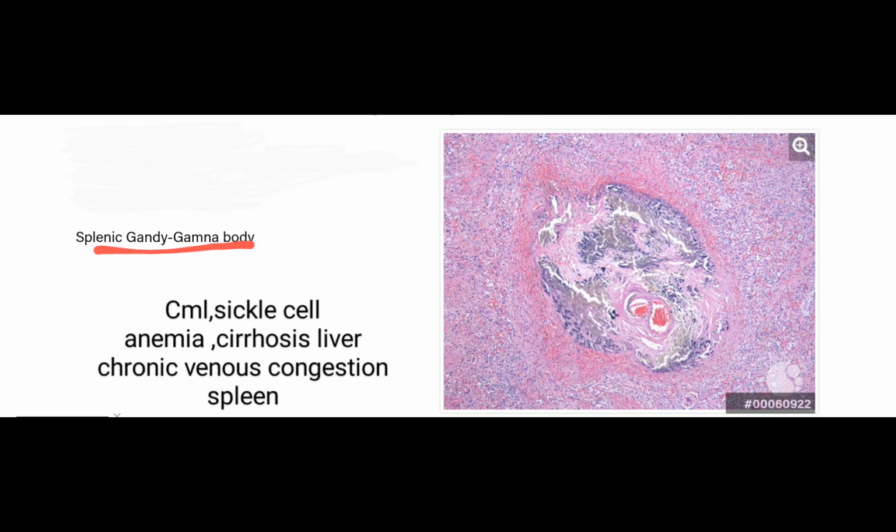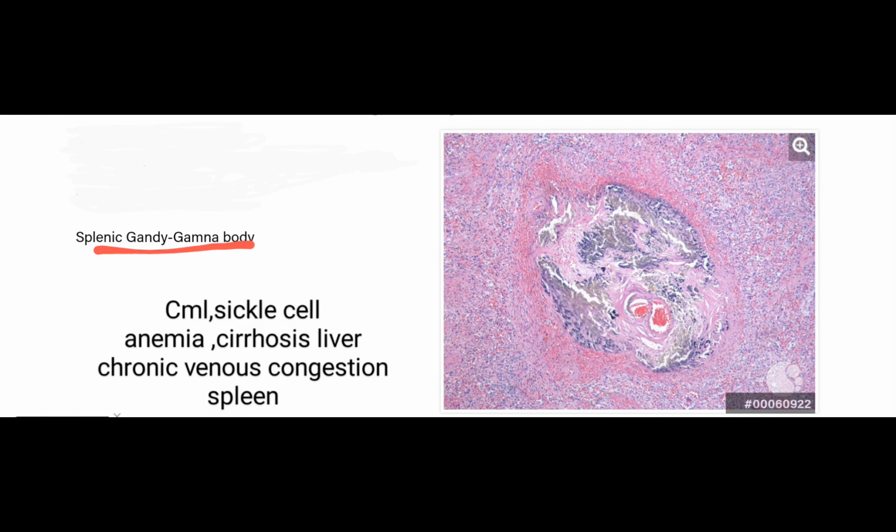Then is splenic Gamna-Gandy bodies. These are seen due to passive congestion of the spleen. The venous flow in the spleen is hampered, so congestion happens, and it is seen in chronic myeloid leukemia, sickle cell anemia, and cirrhosis of the liver. In conditions where the venous drainage of the spleen can be hampered, the Gamna-Gandy bodies are found.